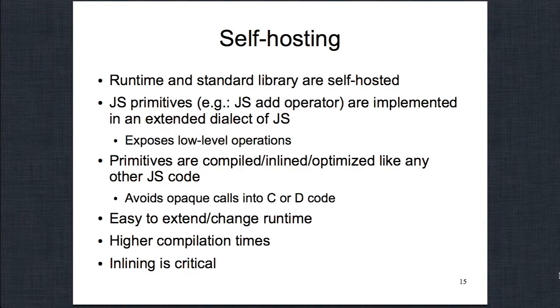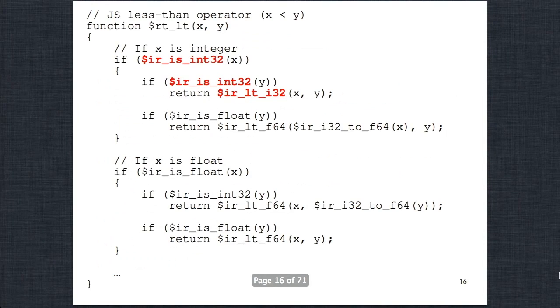This has the advantage that it's easy to extend and change the runtime. It has the disadvantage that the compile time is a little bit longer because I have to compile my runtime library also. And inlining is critical because if I can't inline my primitives, then the performance is going to be bad. So this is an example here.